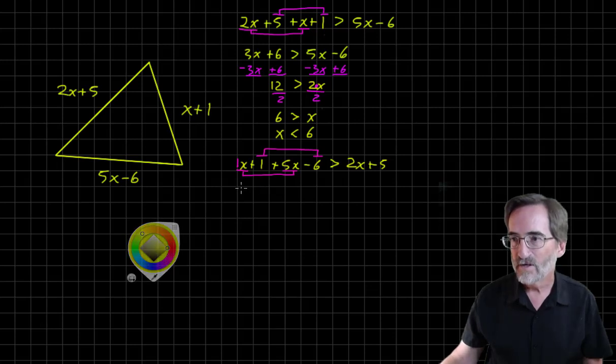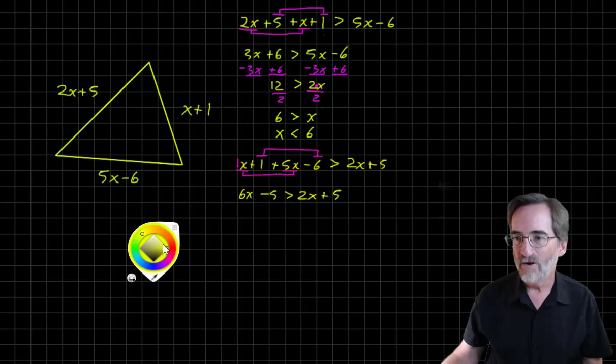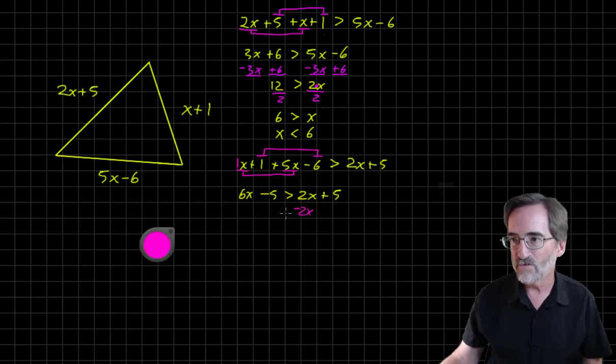So we've got 6x minus 5 is greater than 2x plus 5. And now I think I want to get rid of one of the extra x's. 2x is smaller than 6x. I'm going to subtract 2x from both sides. And I'm going to add 5 to both sides to eliminate the minus 5.